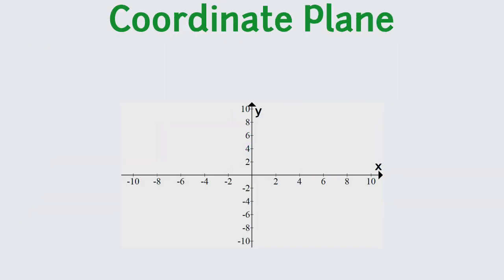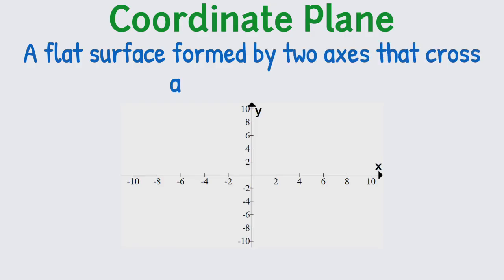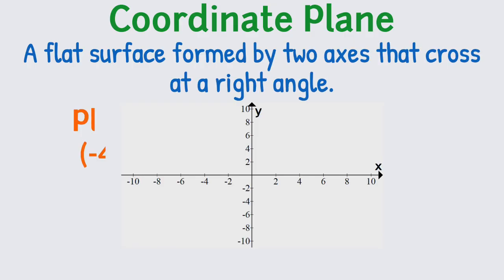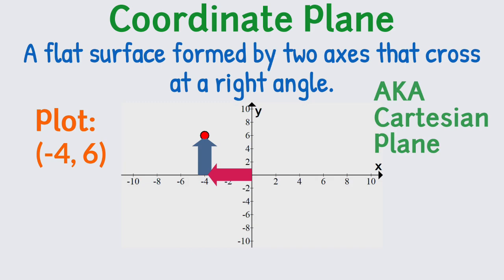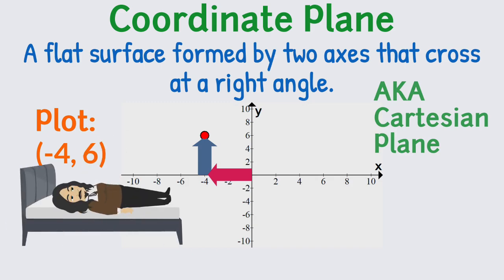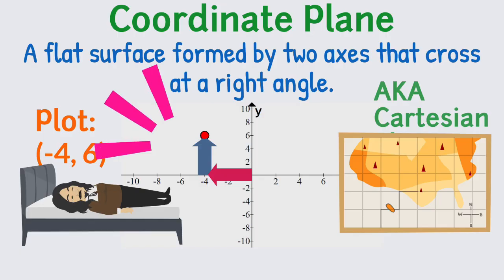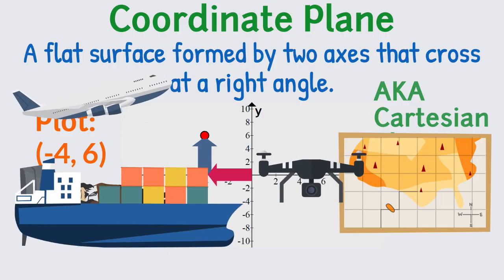Coordinate plane. A flat surface formed by two axes that cross at a right angle. It is used to locate and plot points using pairs of numbers. It is also called the Cartesian plane, named after the French mathematician René Descartes, who invented it. Every map, graph, and navigation system in the world is built on this same idea.